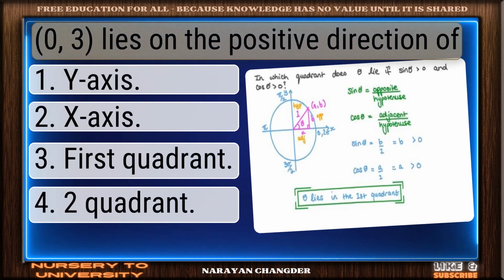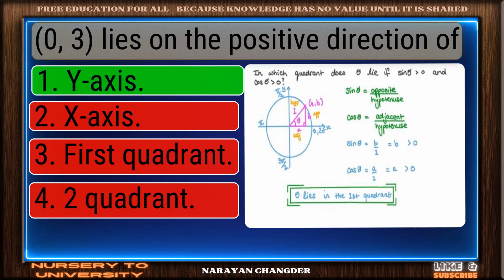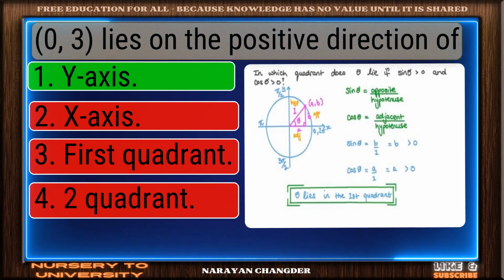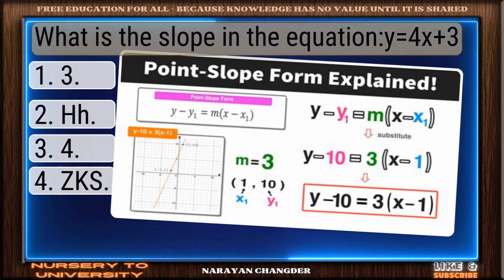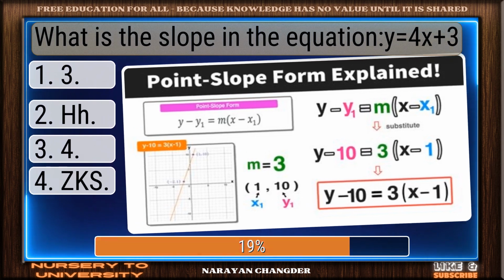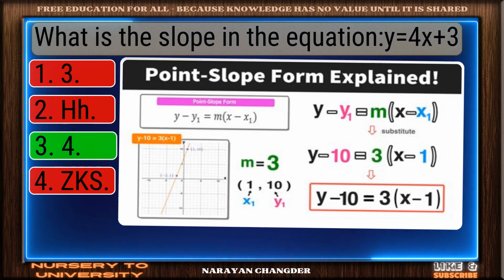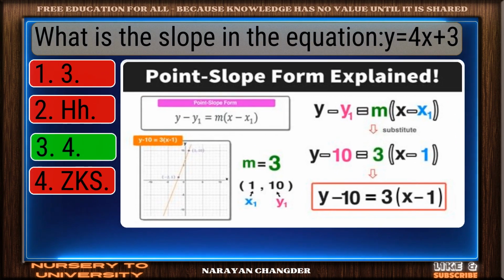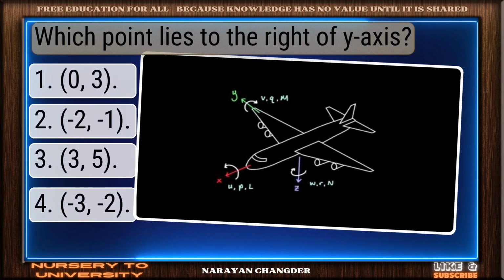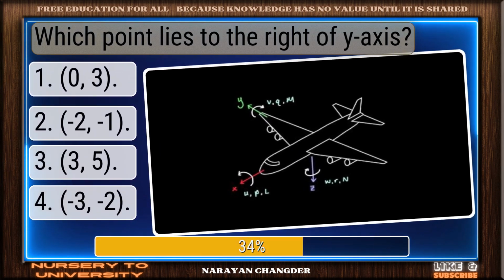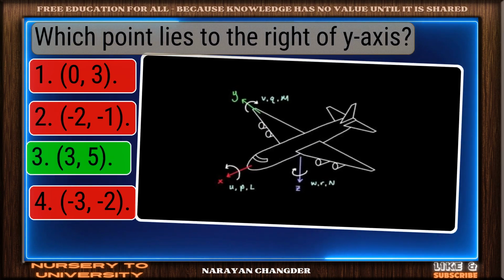Question number 157. Lies on the positive direction of. Nice work. You chose y-axis, and it is correct. Question number 158. What is the slope in the equation y equal to 4x plus 3? Correct response. 4 is the most accurate answer. Question number 159. Which point lies to the right of y-axis? Well done. Is the right choice.